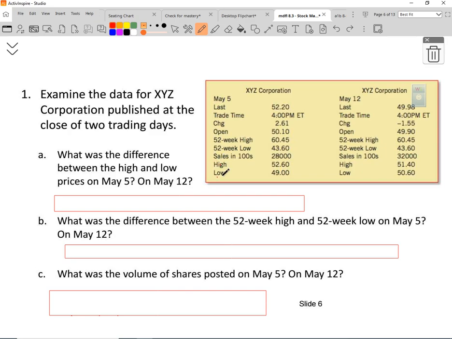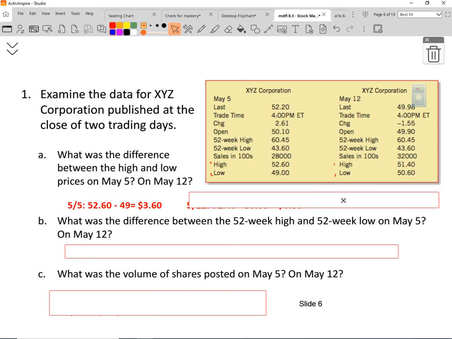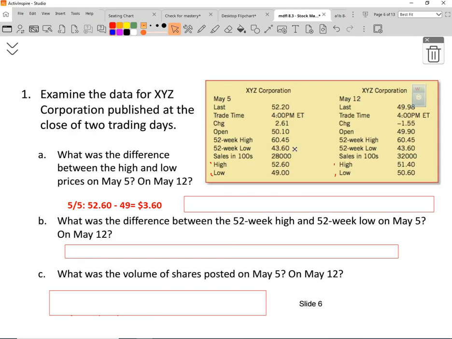Okay. So high and low on 2 different days. We're finding the difference between the high and low on May 5th. We're just subtracting those. If we're finding the difference in the high and low on May 12th, we're just subtracting those. So May 5th, 52.60 minus 49 for a difference of $3.60. Most of the time these stats refer to a dollar amount. Sometimes they refer to shares.